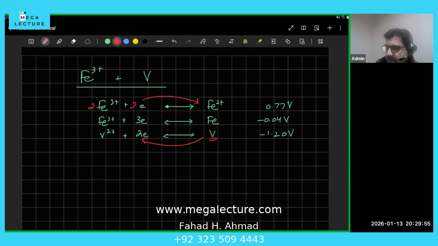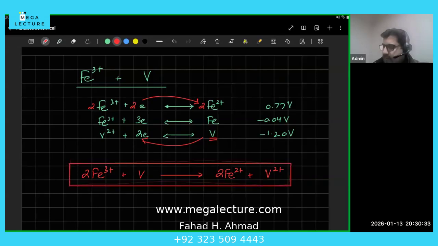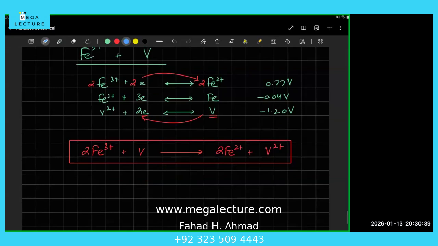Make it 2 so that the electrons gained and lost are equal, right? And remember, this is only for balancing. It has no impact on the voltage or the potential. So I've selected the two reactions, highest and lowest. I've got vanadium, I've got Fe3 plus, and they're going to react. So Fe3 plus reacts with vanadium, and the product is 2 Fe2 plus, and the other product is V2 plus. So that is reaction number 1. Is this clear? Yes. So this is step 1.